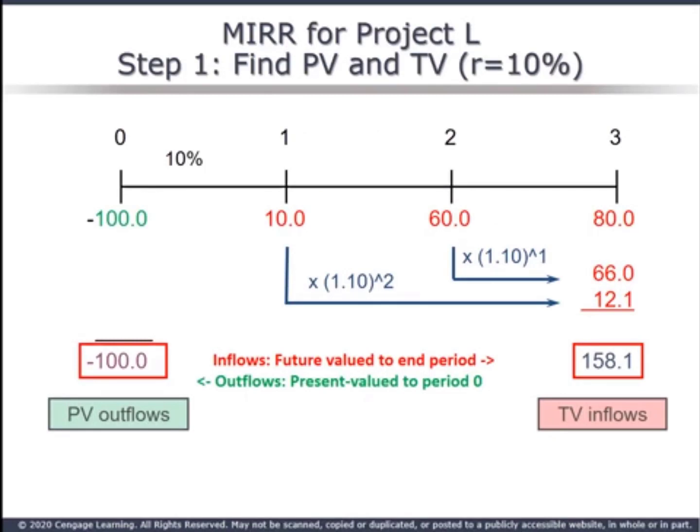Using Project L as our example, our first step is to find the future value of all inflows, all positive cash flows. Note that TI Business Analyst 2 does not solve for the future value of an uneven cash flow stream, but it's easy to find it in your calculator, which is covered in the MIRR video tutorial. In this example, cash flow 1 of $10 is future valued 2 years. It's equal to 10 times 1.10 squared. The $60 is future valued 1 year, and $80 is already at the end of the timeline. These are added together to find the terminal value.